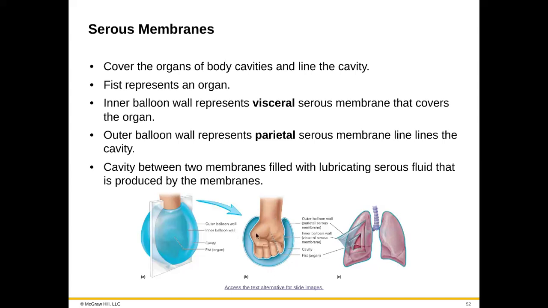The space between the serous membranes, if you will, is going to be filled with a lubricating serous fluid. What that does is it helps reduce friction between the movement of organs, because all of our organs are moving, especially the lungs and the heart, with constant beating and inhaling and exhaling. That fluid between those two layers prevents rubbing and getting caught on each other, and it reduces the amount of friction.